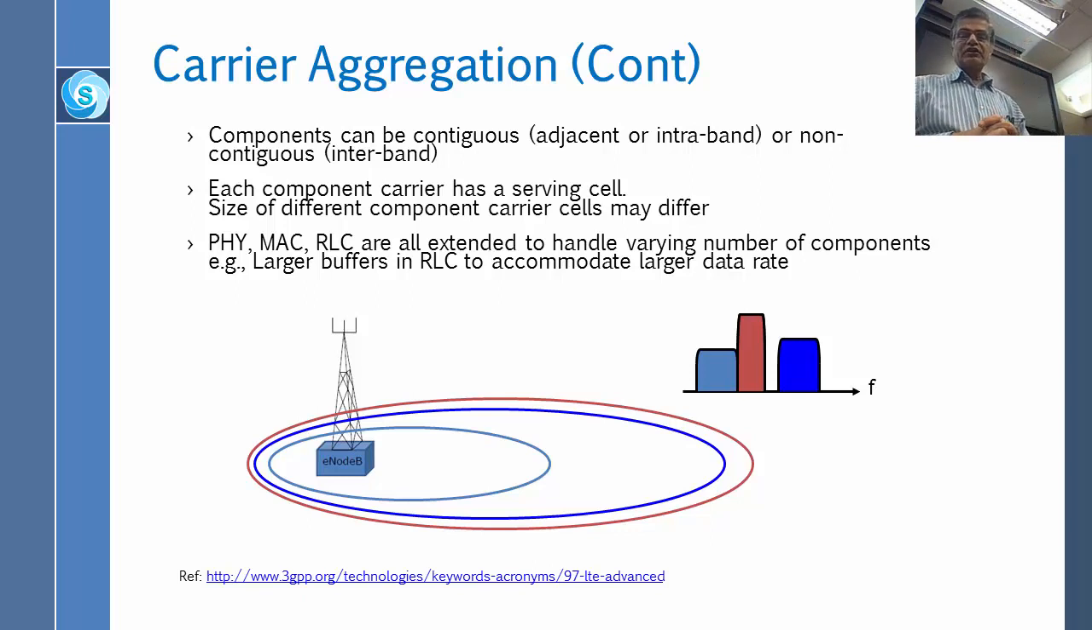Large buffer in RLC to accommodate large data rate. And because now we are going to get 1 gigabit per second, we need storage to store things which are coming out of order, are not able to go, and so on and so forth. The buffering goes up too. So all of this is handled correctly. So much about carrier aggregation.